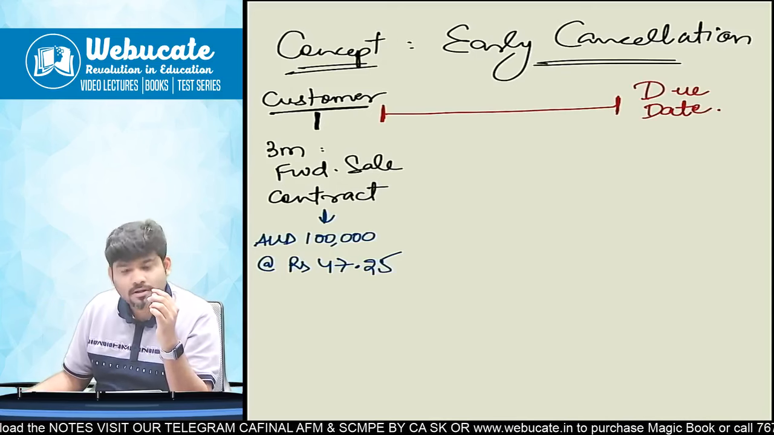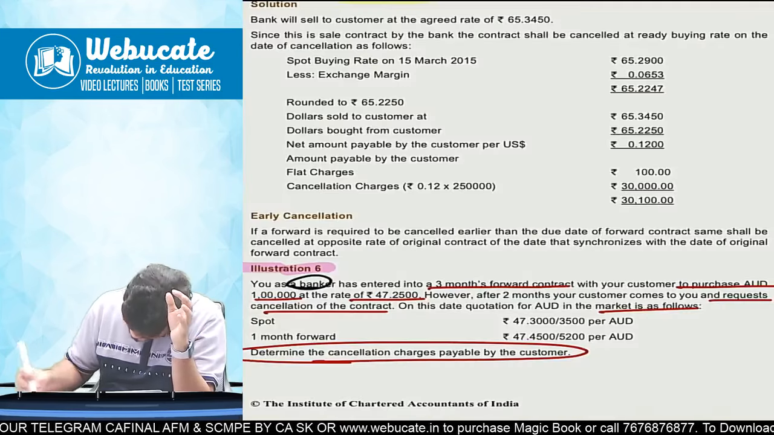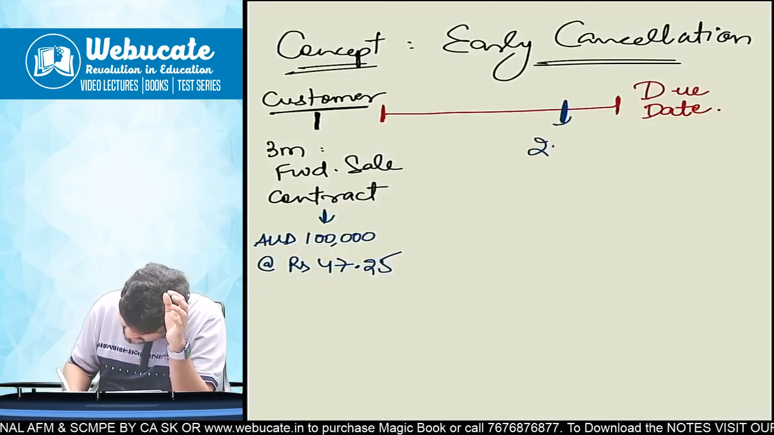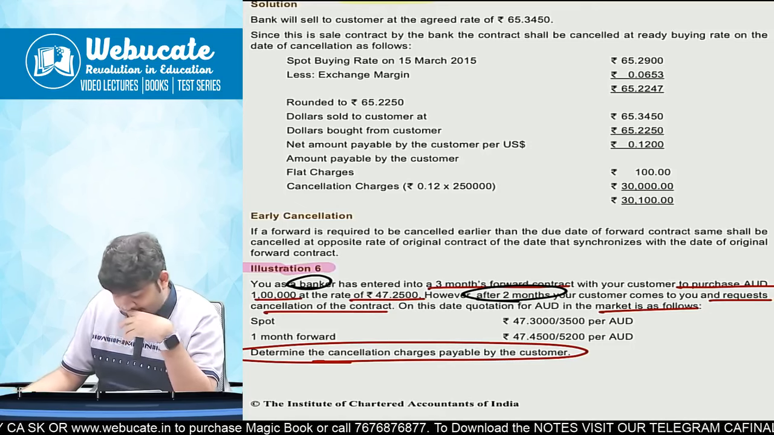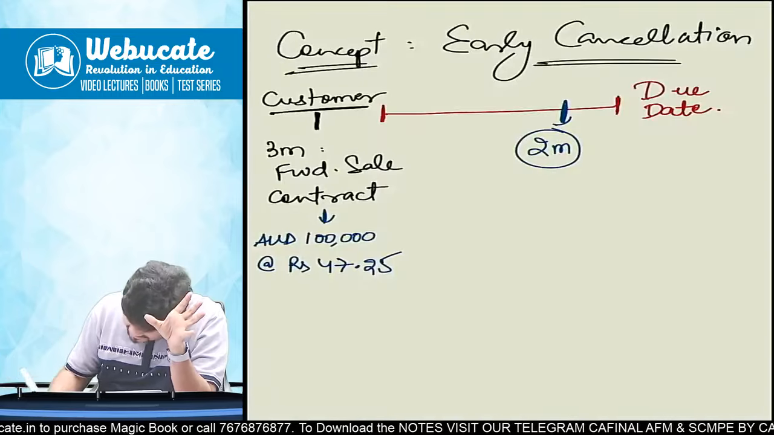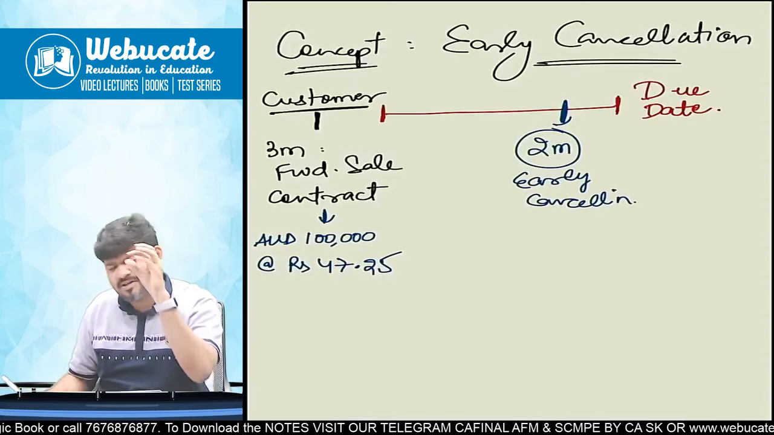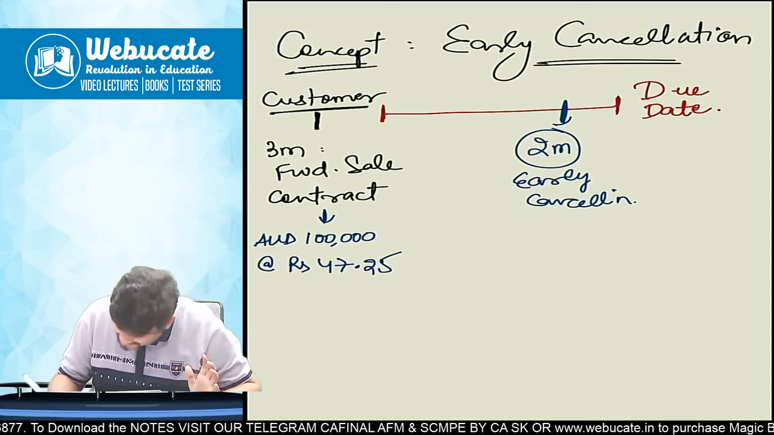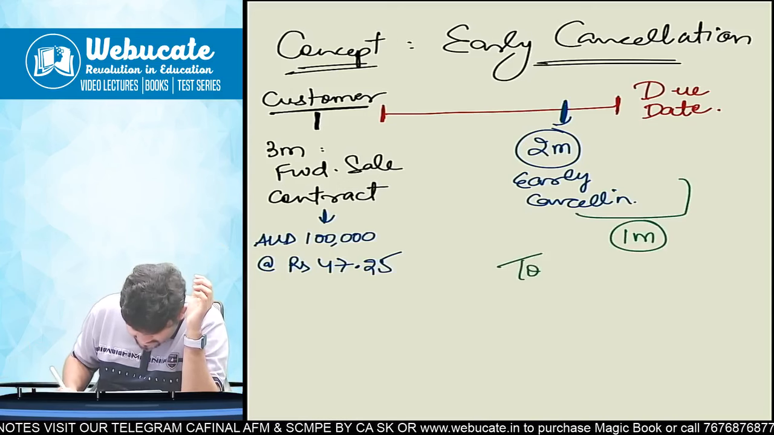On the due date, what is going to happen? No, before the due date only this person comes, no? However, after 2 months, this customer comes to you and requests cancellation. On this date, the quotation for AUD in the market is as follows. Now, what we will say is, okay, this is a case of early cancellation. We will assume that you are going to sell to us. So do a reverse transaction after 1 month. 1 month is left, no? So that way, to cancel or to offset.